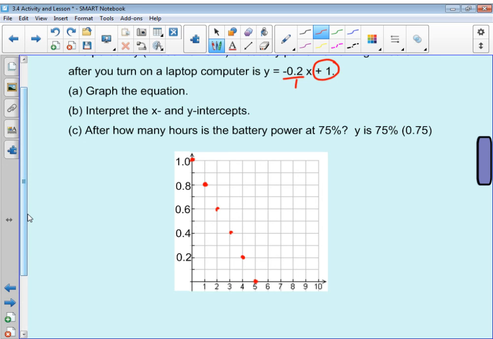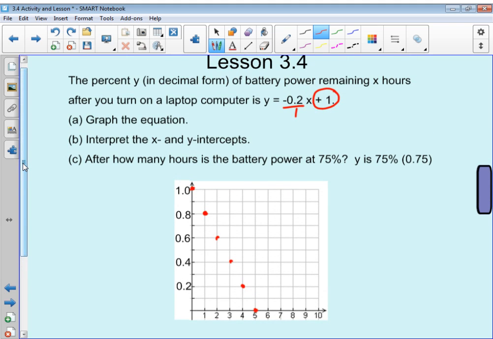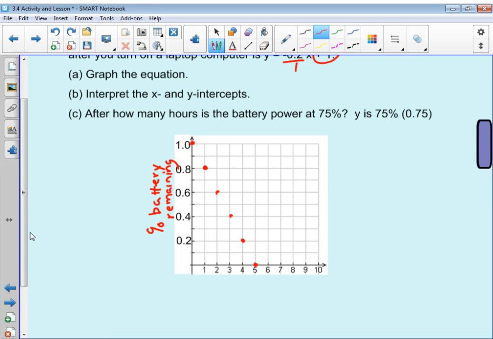Now it says interpret the X and Y intercepts. So I need to go back to my story problem to understand what my X's and Y's were representing. So it told us that the Y is the percent of battery remaining. And then our X's were the number of hours. Okay, so if we're going to interpret that, well, our Y-intercept is 100%.